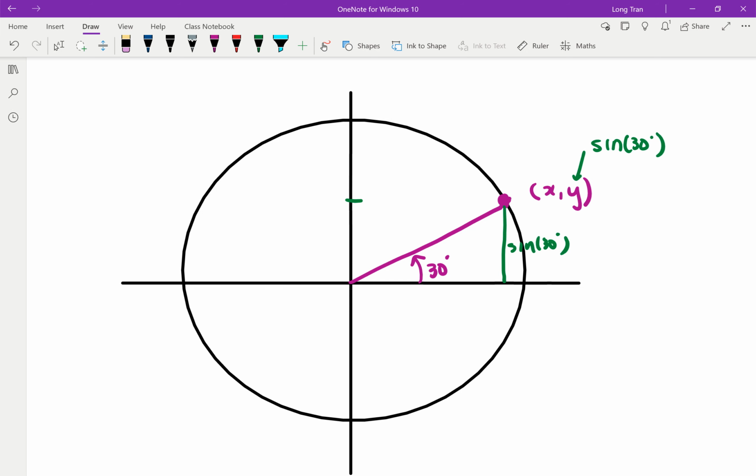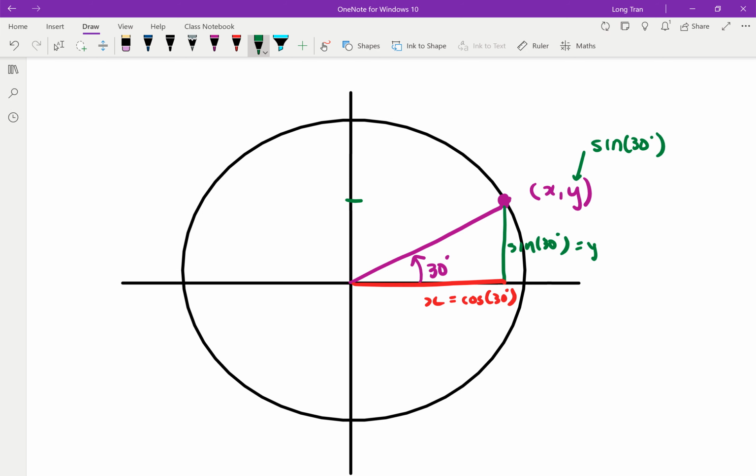Then notice that the x value, on the other hand, is the adjacent side. X is equivalent to cosine of 30 degrees. So cosine of 30 degrees will tell you the x coordinate, and sine of 30 degrees is equal to the y value.